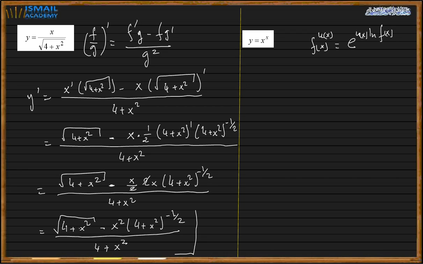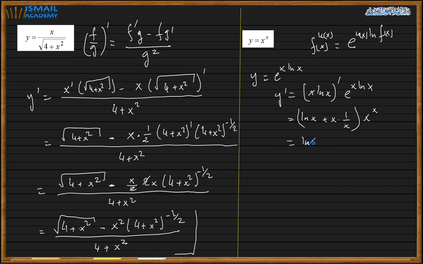So we have y equal e to the x ln x, prime, same thing, chain rule. So it's going to be ln of x plus x times 1 over x, times this will be the derivative.